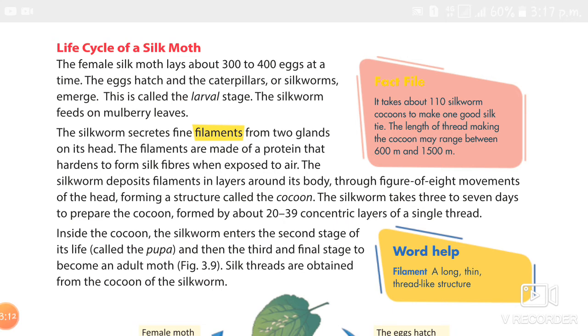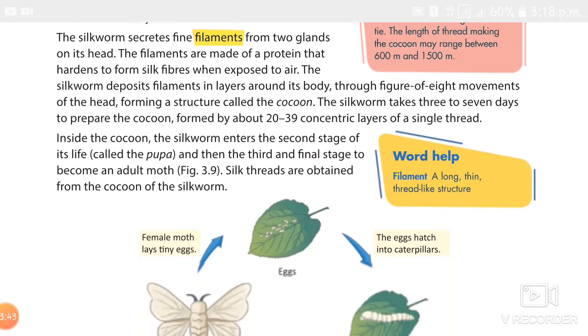A female moth lays about 300 to 400 eggs at a time. In two weeks' time, the fertile live eggs hatch into caterpillars and larvae emerge. This is called the larval stage. So you can see this picture now.